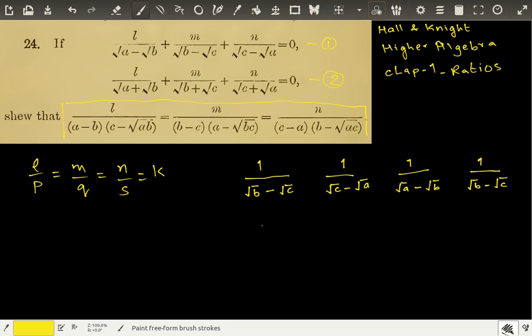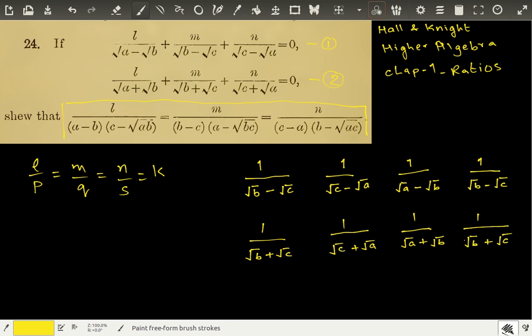So we have coefficient of M as 1 by root B plus root C, 1 by root C plus root A, 1 by root A plus root B, and coefficient of M again, which is 1 by square root of B plus root C.